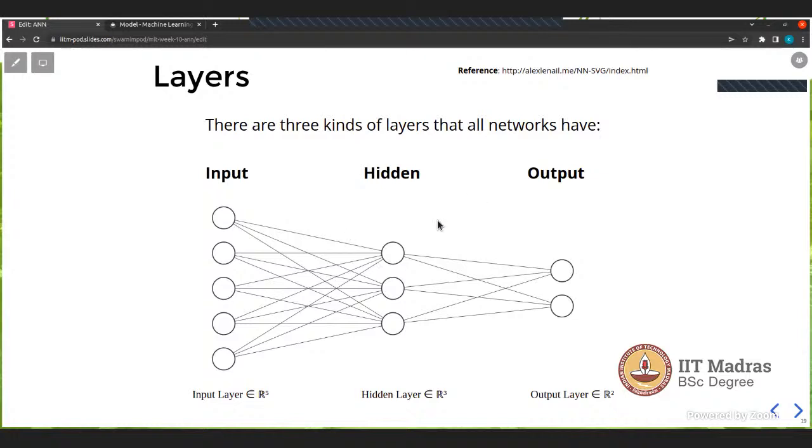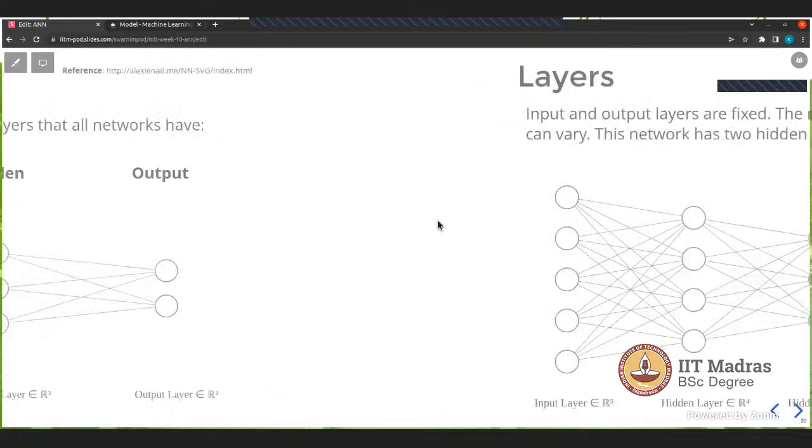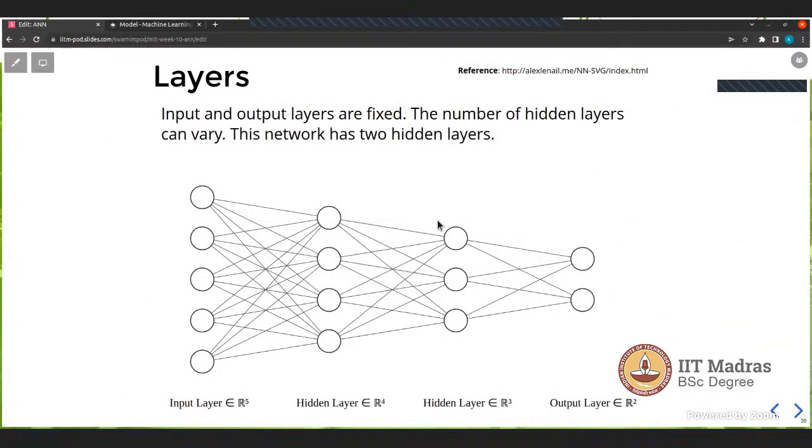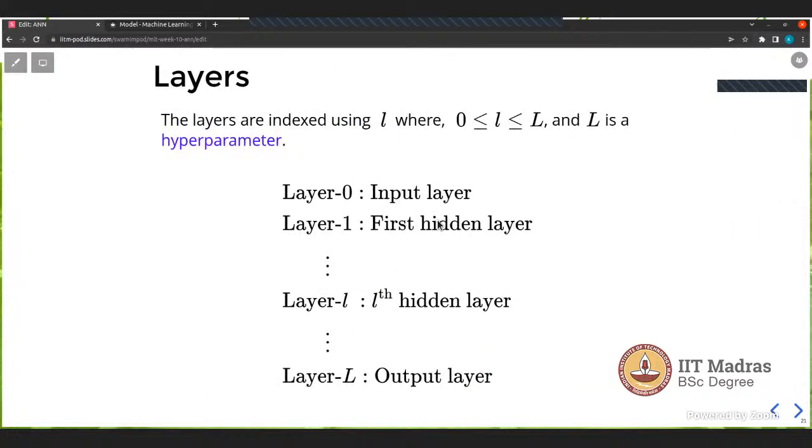So always remember that first is going to be input, last is output, and in between, whatever comes is a hidden layer. The number of hidden layers is a hyperparameter. So you could use 3 layers, 4 layers. If you use a large number of layers, then you have what is called a deep neural network. So yeah, that is the layers.